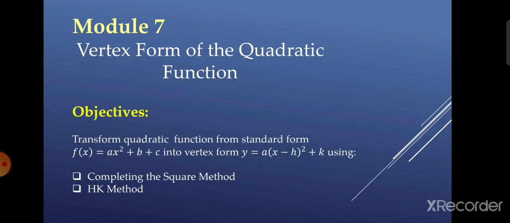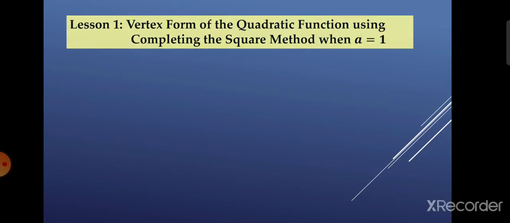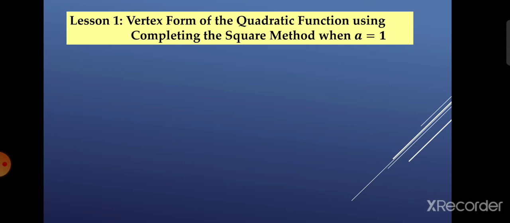We have only one objective, but it has 3 lessons. The only one objective is to transform quadratic function from standard form written as f of x equals ax squared plus bx plus c into its vertex form written as y equals a times the square of the binomial x minus h plus k, using either completing the square method or hk method. So to start with the first lesson, that is writing the vertex form of the quadratic function using completing the square method when a is 1.